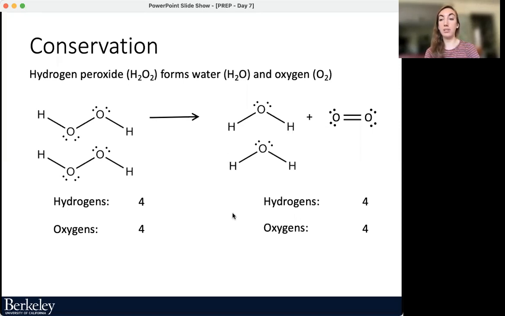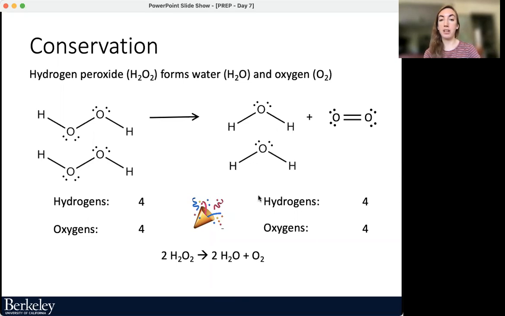So what I want to do is change how many of each type of molecule I have on both sides until I have the same number of each type of atom on each side. So now that I've done this, yay, my reaction is balanced, and I can write that as 2 H2O2 molecules react to make 2 H2O molecules and 1 oxygen molecule.